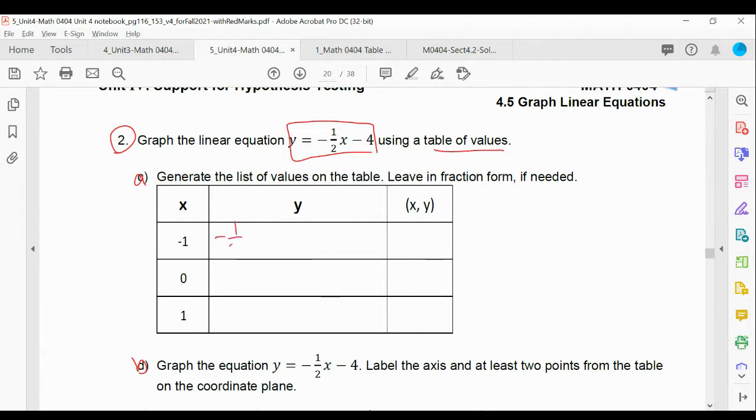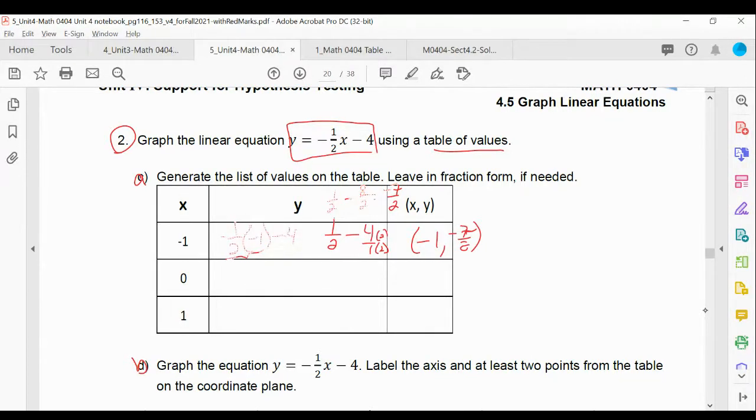If I try to substitute -1 into my equation for x, I'm going to end up with a negative times a negative, which is a positive 1/2, minus 4, and I need the common denominator. So this is 4 is 8 over 2, so we get 1/2 minus 8/2, subtract the numerators, -7/2. That's a lot of work, and I'm going to end up with a fraction. I'm going to end up with -1, -7/2, and that might be difficult for us to graph.